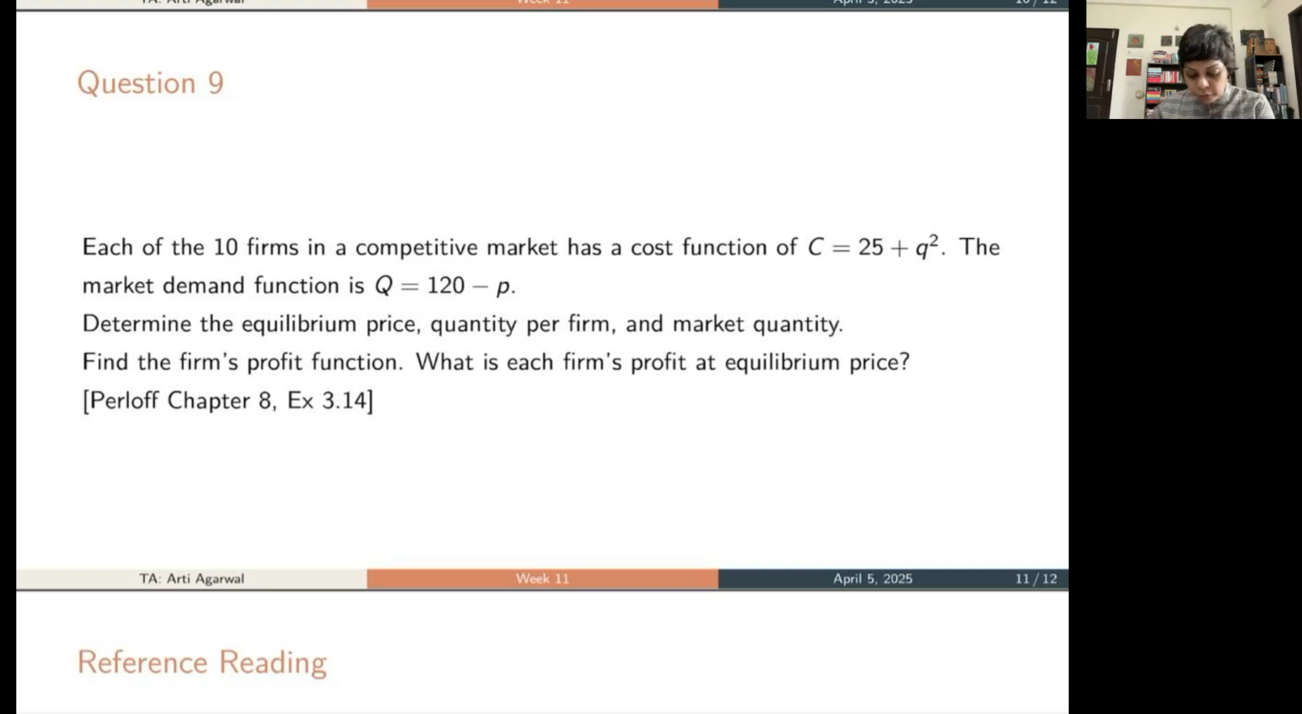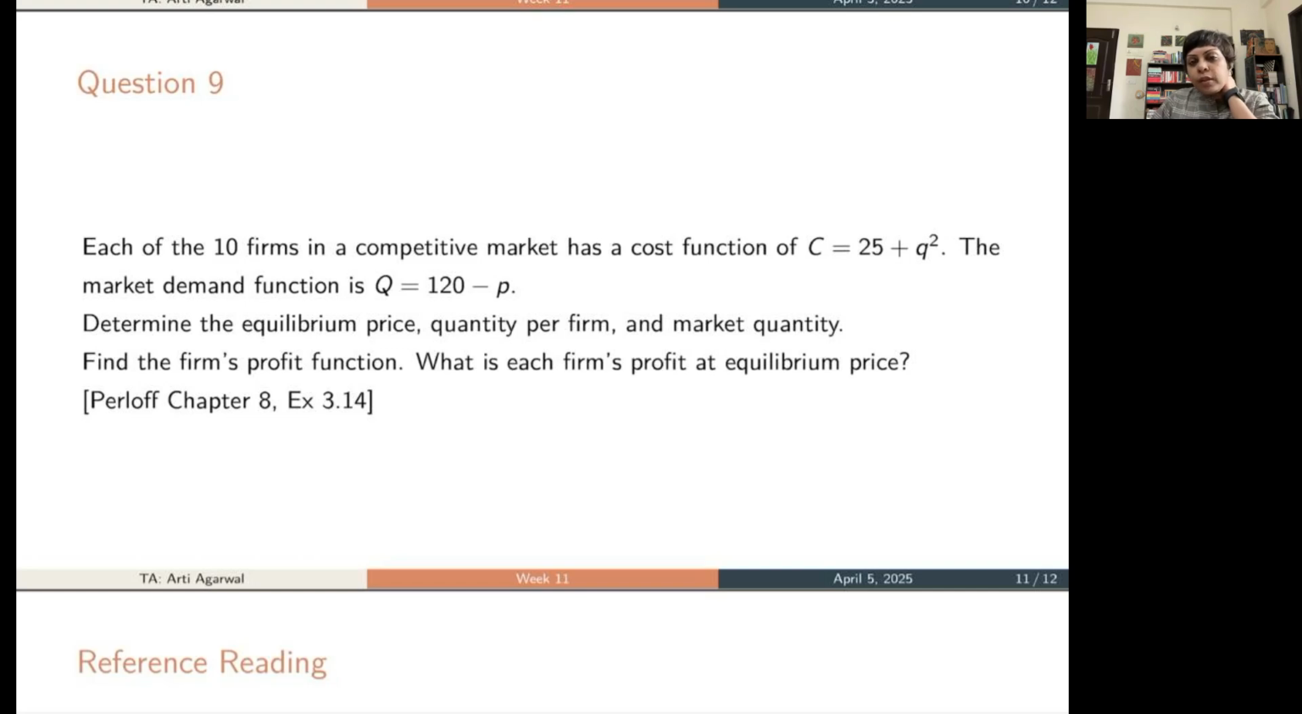Okay, you're asked a whole lot of things. First, let's discuss what we are going to actually do in this question. You're given the cost function of each firm, right? You're given the market demand function. What we need to find is, to know the market equilibrium price, we need the market supply function, right?